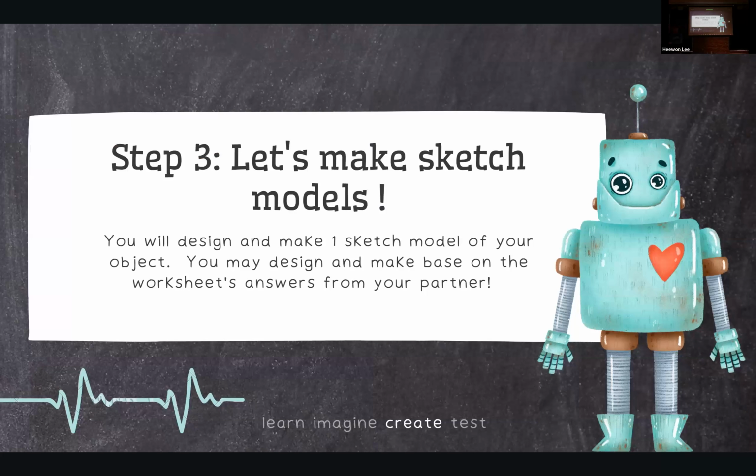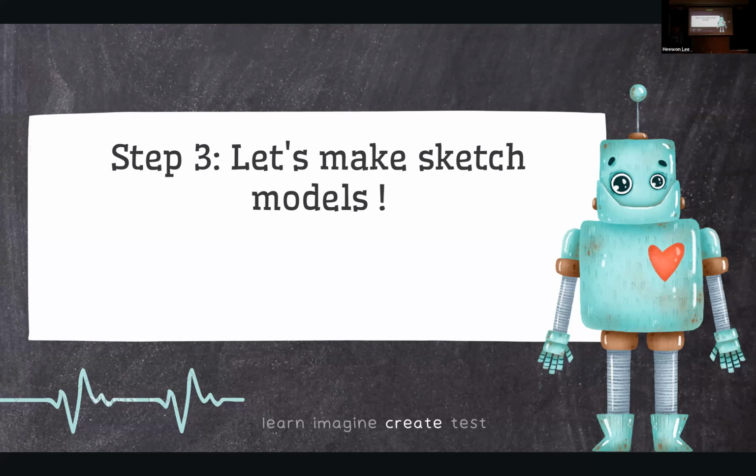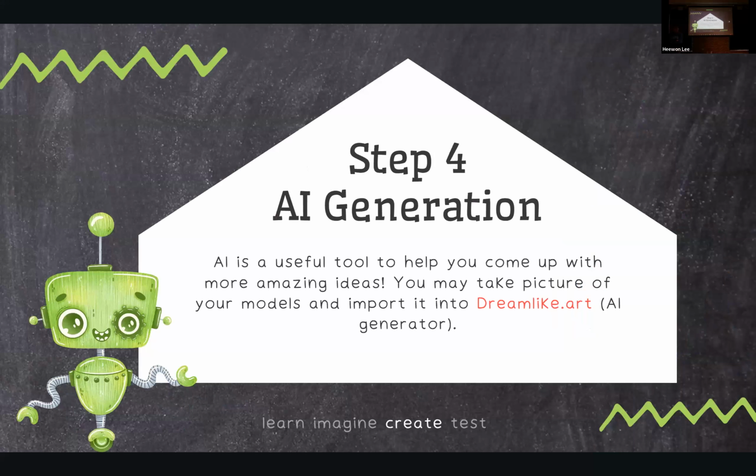So after they interview and get feedback from each other, step 3 will be the model making. Each of them will design and make one sketch model for the objects, based on the worksheet answers they got from their partner. And after that, they will take a picture of the models and import it into an AI generator so that the AI generator can come up with more design solutions for them.